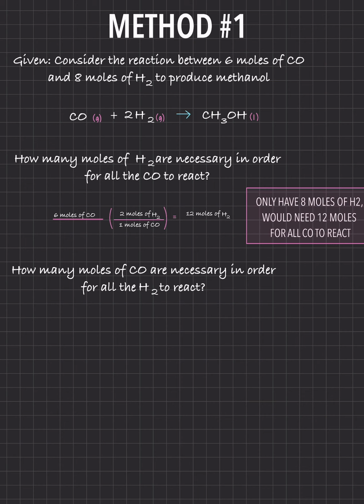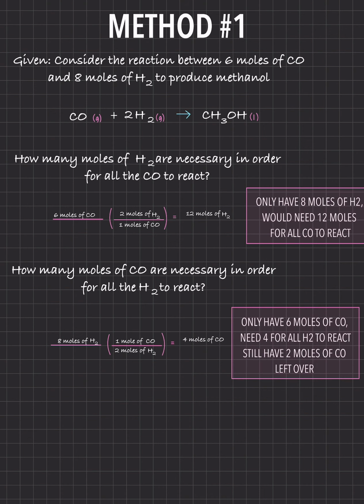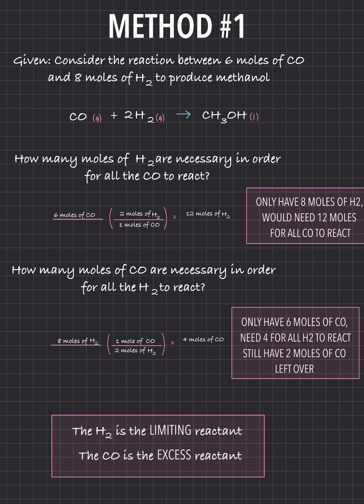But let's keep going. How many moles of CO are necessary in order for all the H2 to react? For your H2, you have 8 moles of H2, you have 2 moles of H2 for every CO, and you would need 4 moles of CO. That's fine because you have 6 moles of CO. So you would still have 2 moles of CO left over after doing that reaction. So H2 is going to be your limiting reactant and CO is going to be your excess reactant.